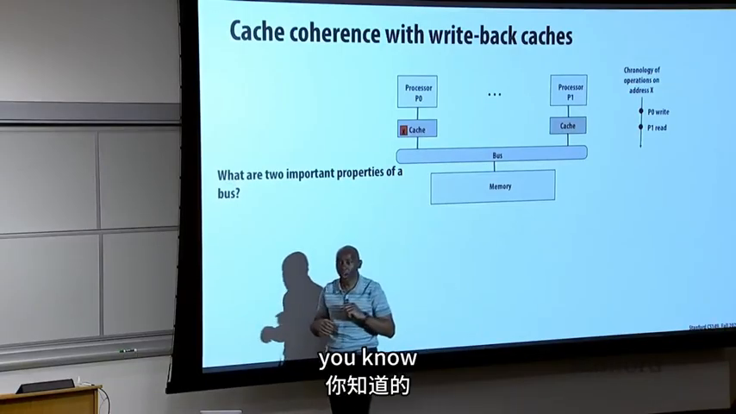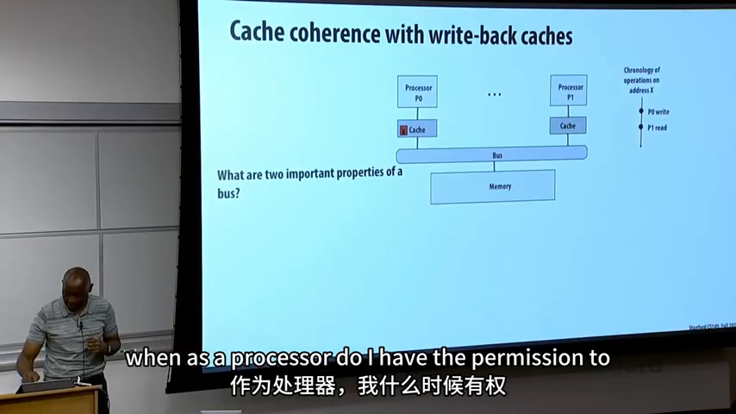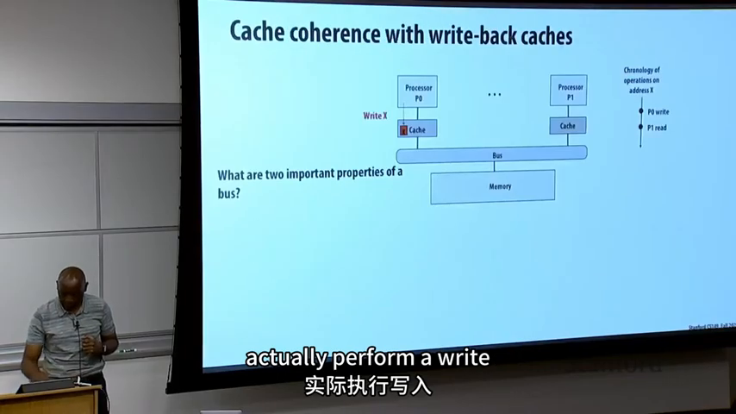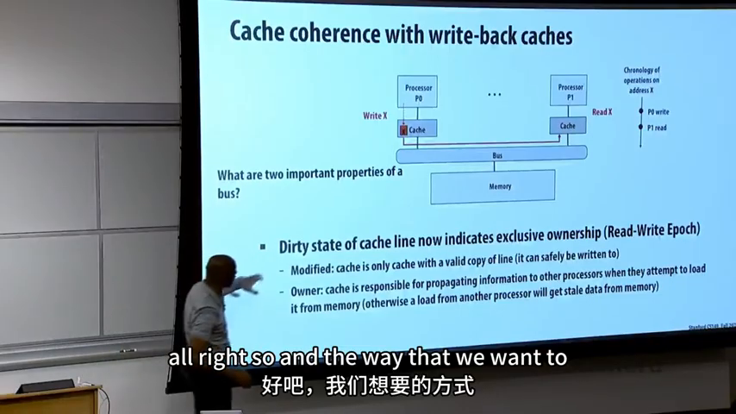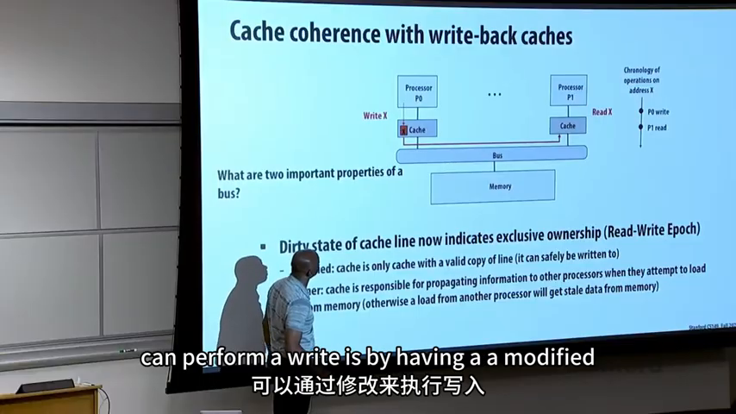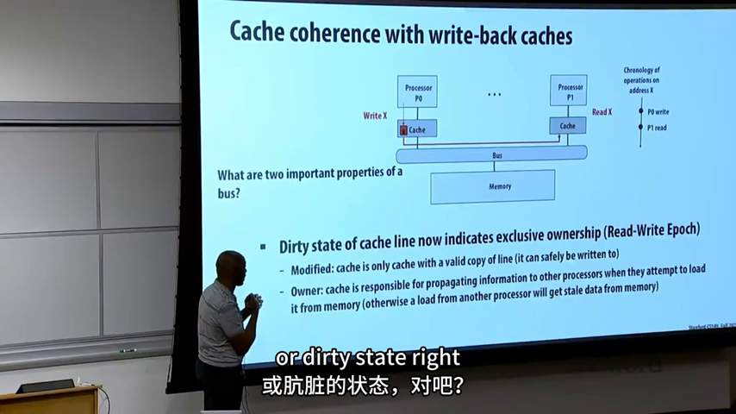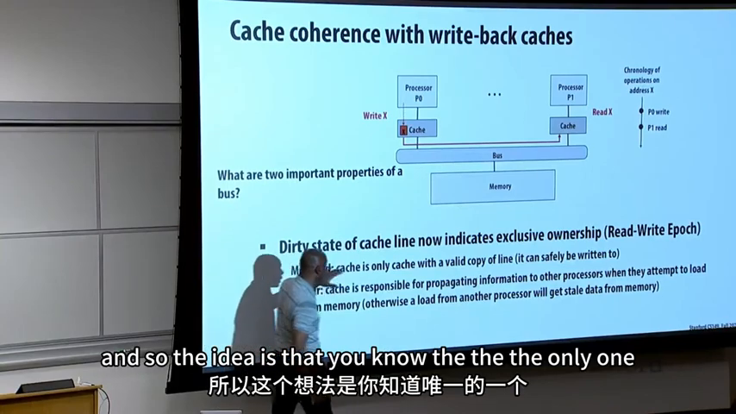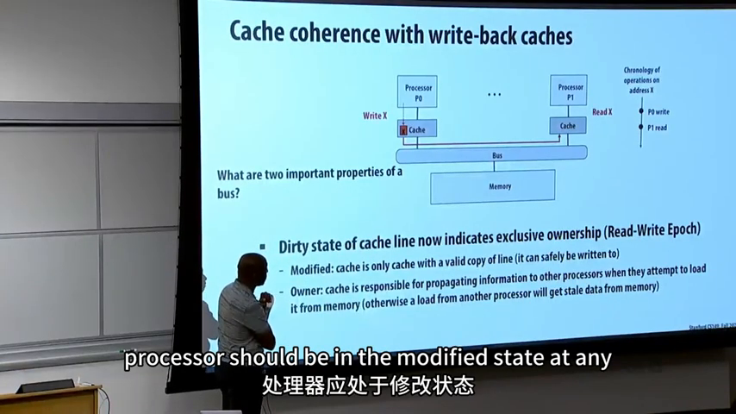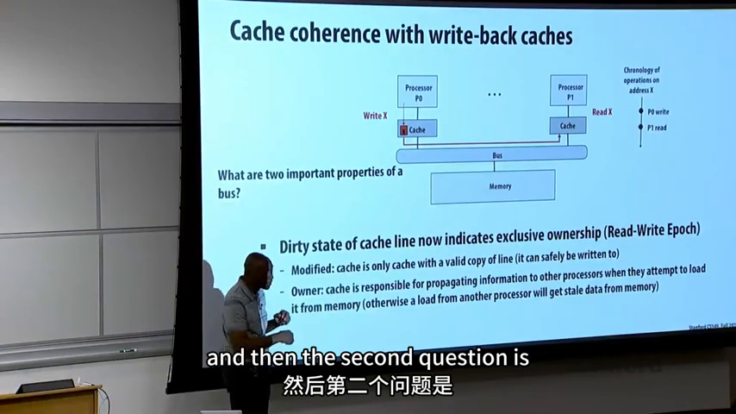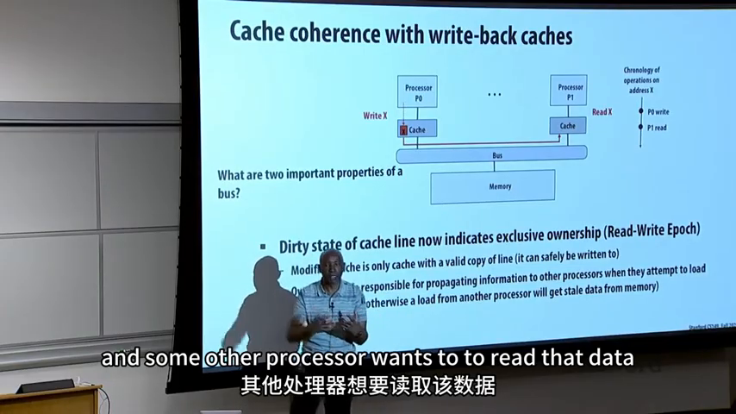So there are two questions. One is, when does a processor have the permission to actually perform a write? And the way that we want to indicate that a processor can perform a write is by having a modified or dirty state, right? And so the idea is that only one processor should be in the modified state at any point in time.